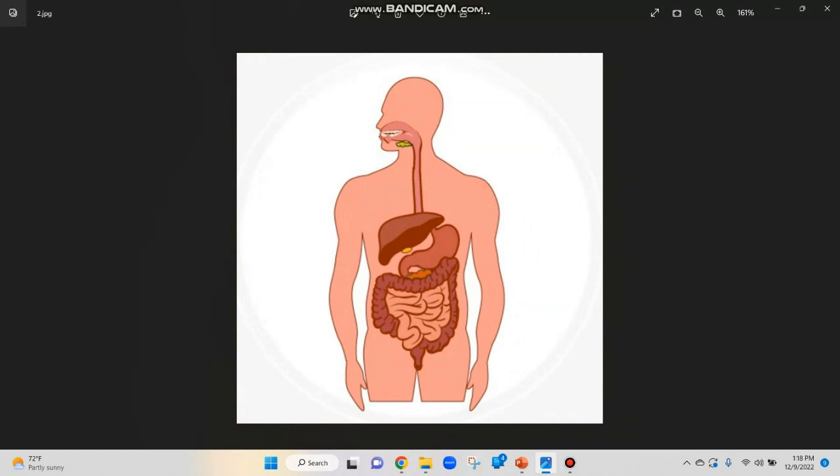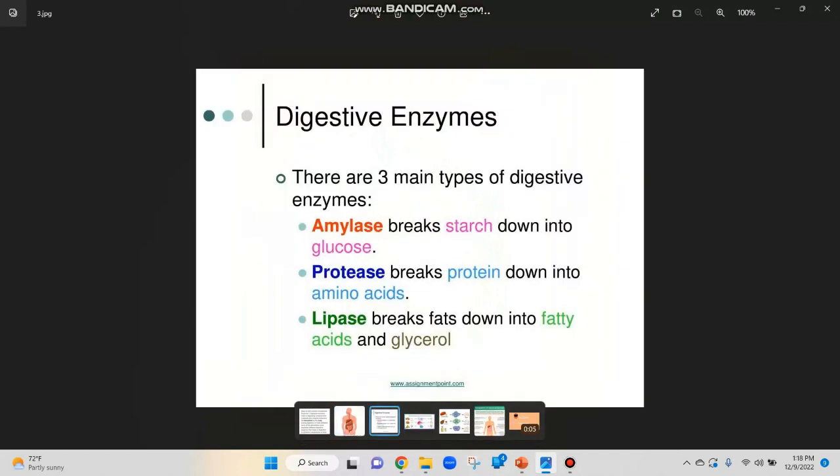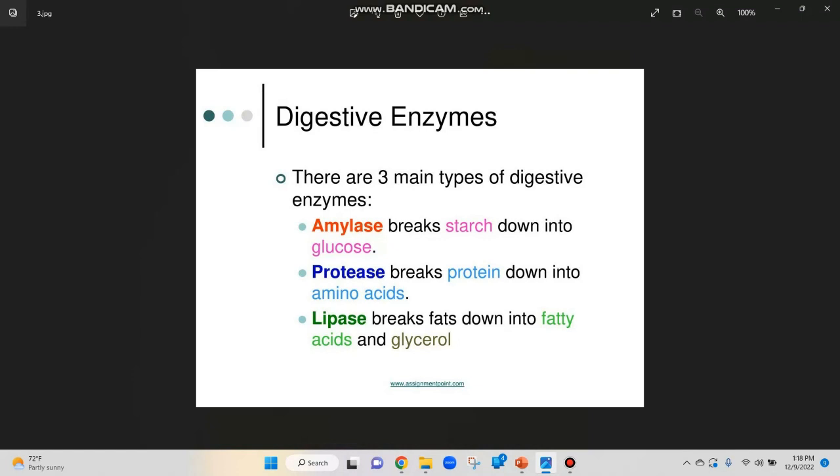Let's move further and see what molecules are broken down into what type. Now, there are three main types of digestive enzymes that we are concerned about at this stage of your studies. First is amylase, which breaks down starch into glucose, which are the carbohydrates. Protease is the enzyme which breaks down protein into amino acids, and lipase breaks down fats into fatty acids and another smaller particle called glycerol.